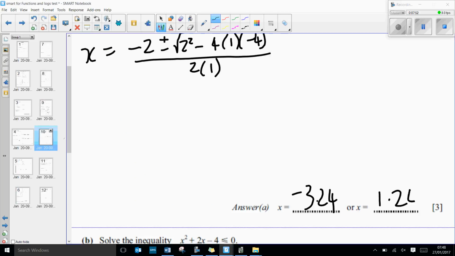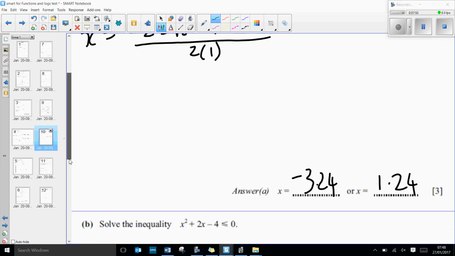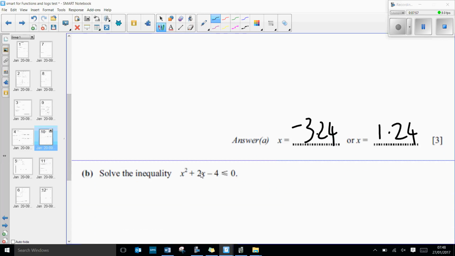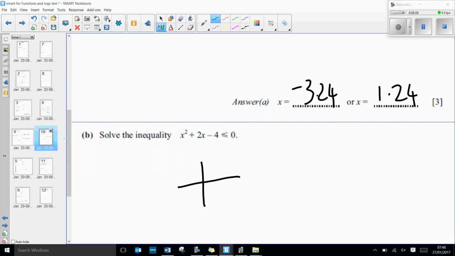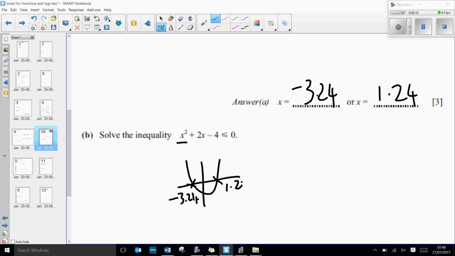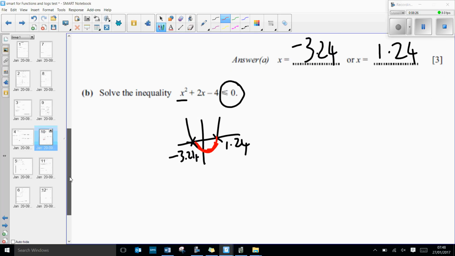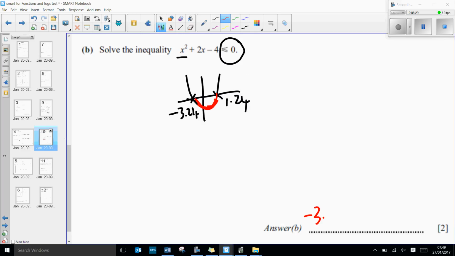Okay, solve the inequality. So remember, this is where we need to have a look at where the parabola is less than or equal to 0. So it's best just to draw yourself a little sketch. We can see it's positively happy. We've worked out these two values are -3.24 and 1.24. Where is it less than 0? It's less than 0 underneath the graph, so it's in between those two values. So we would have -3.24 is less than or equal to x, which is less than or equal to 1.24.